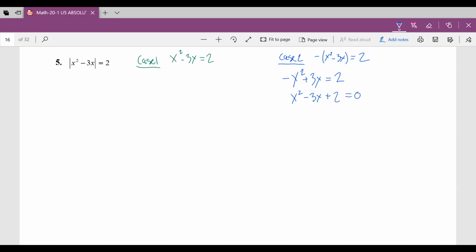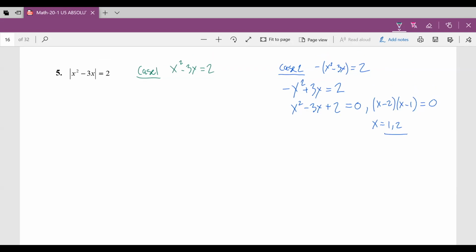And when I present a parabola like that in standard form, you should hopefully be able to see very quickly that I can get x minus 2 times x minus 1 equals 0. Well, that's really good, because that means that x equals either 1 or 2. Bingo, we got it. Okay, let's move on then.